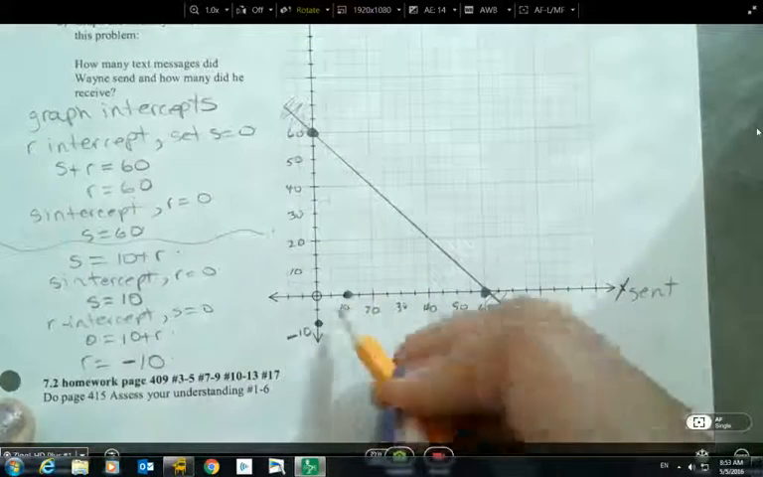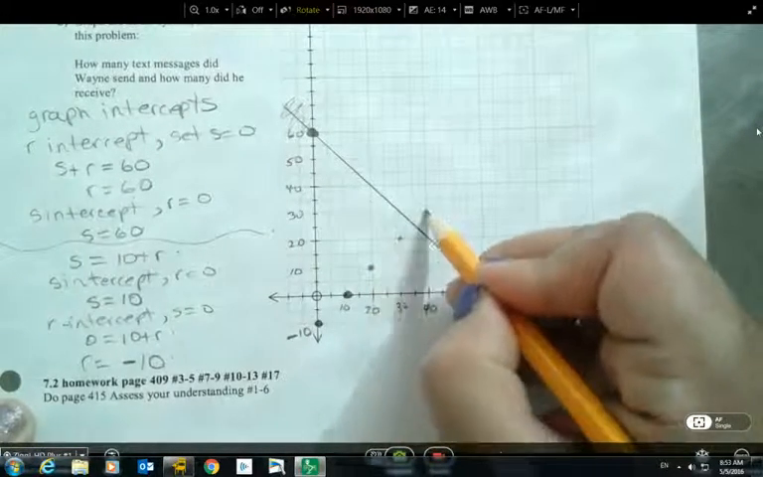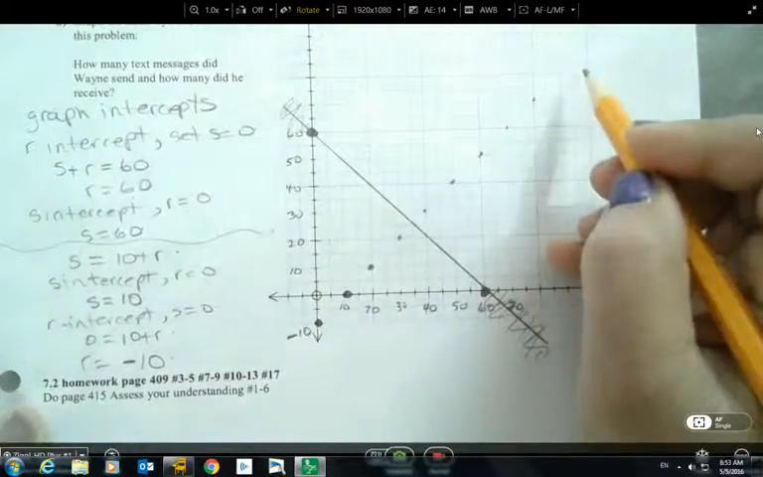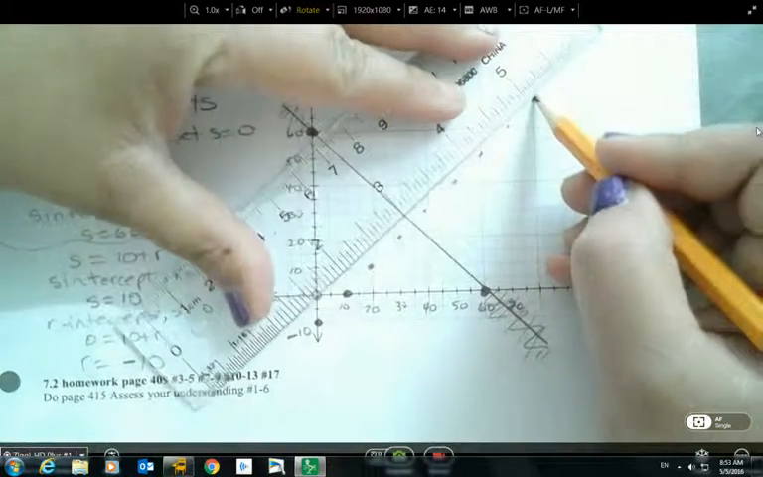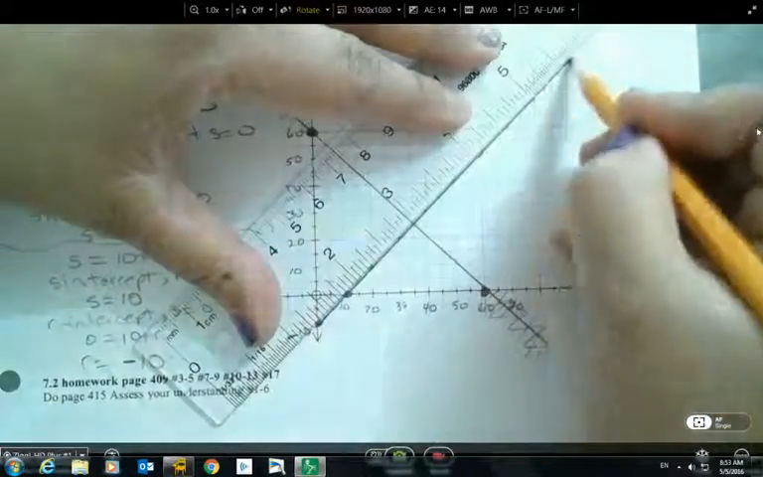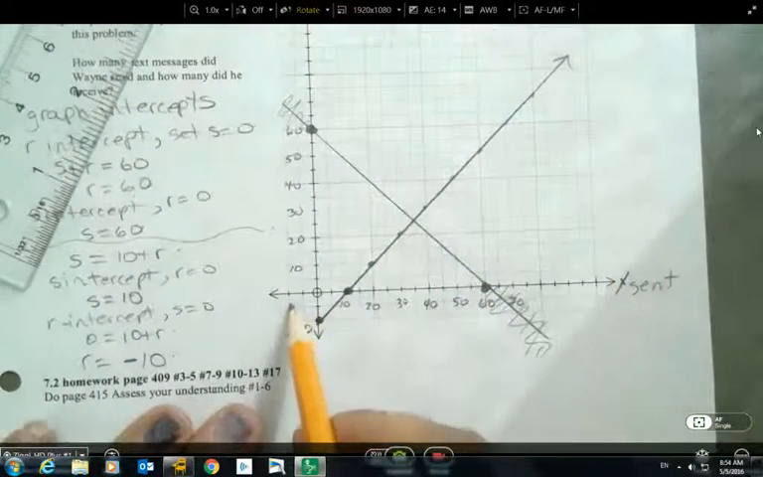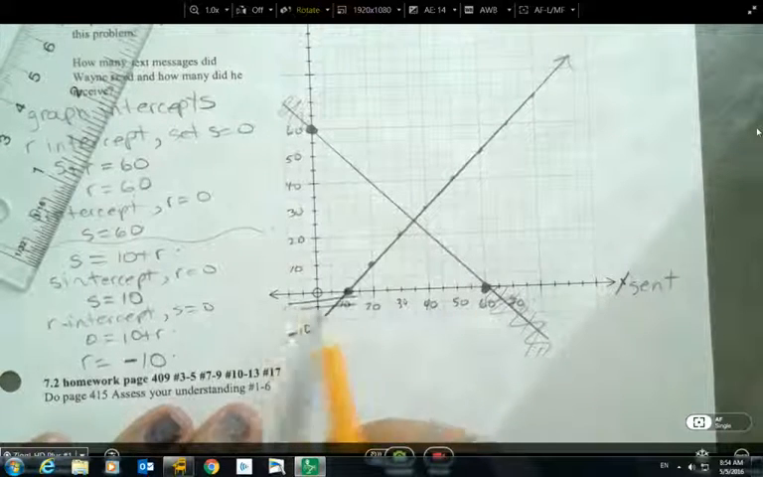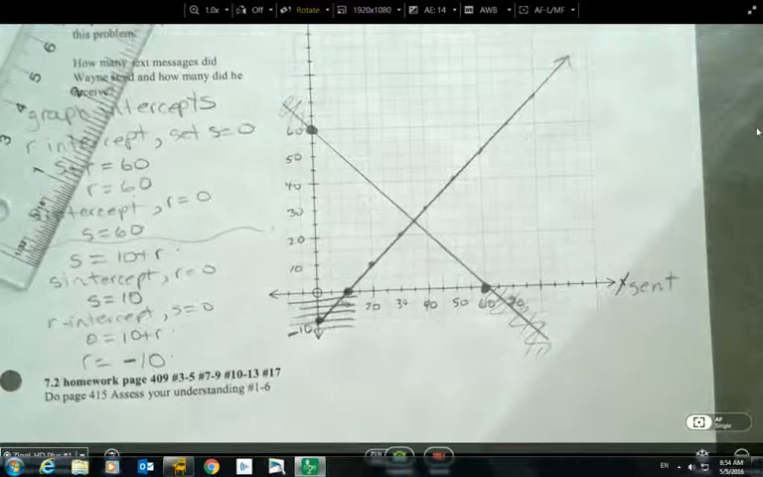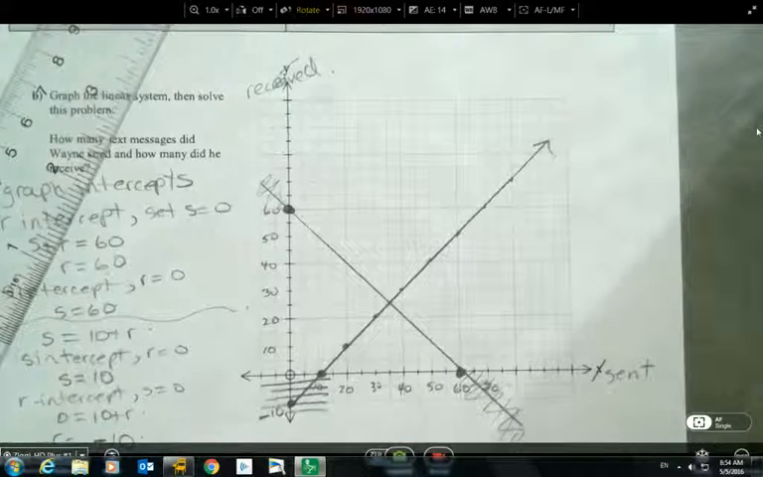Okay? So I can just follow this a little further, just follow the pattern, kind of get a few more points on my graph so I know where I'm headed, and then I can get a straight edge and draw in my line there. Okay, now again, what am I going to do with this area down here in the negative? I'm going to ignore it, right? Because I can't send negative text messages or receive negative text messages.